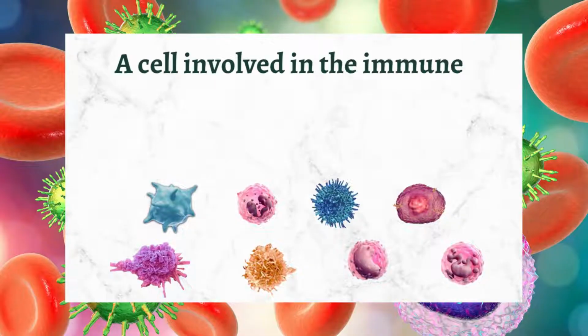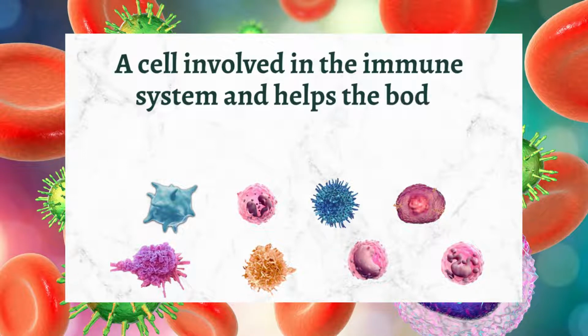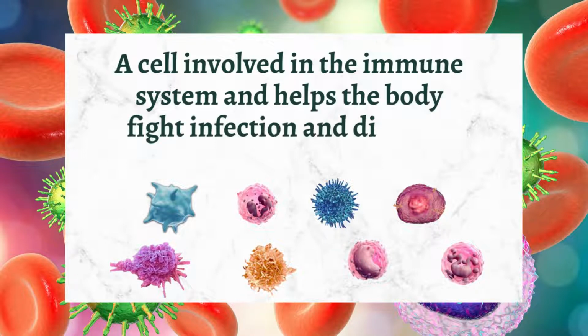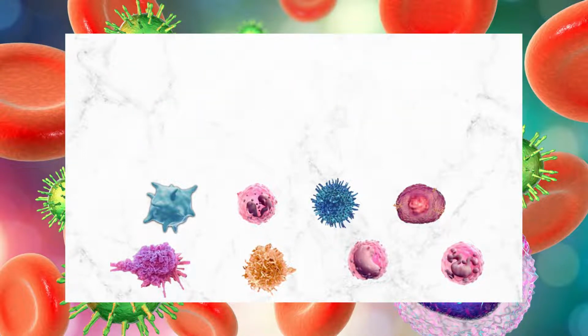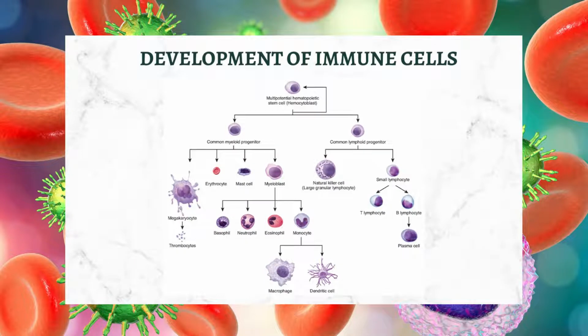The immune cells are cells involved in the immune system, and they help the body fight infection and diseases. The development of the immune cells begins in the bone marrow with a hematopoietic stem cell. The cells are capable of developing into any type of blood cells, but not other organs such as brain or muscle.